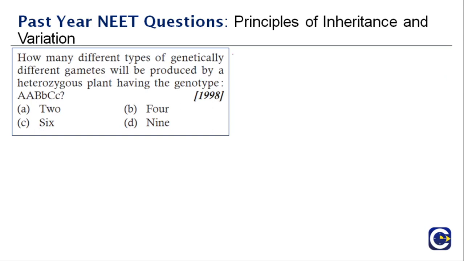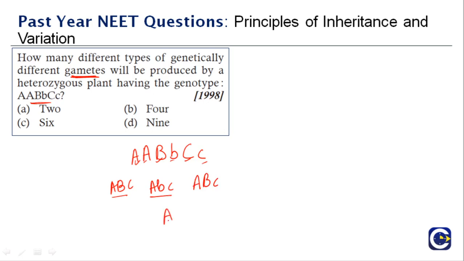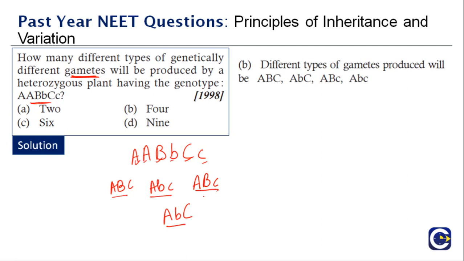How many different types of genetically different gametes will be produced by the plant having this genotype? We have seen this kind of question already, in one of the previous parts. So what is the answer here? You just try to form the different gametes, and always remember it's gametes, not alleles. So one will be this A, B, C. The other will be this. And then we have the fourth one, which will be this. So the answer is 4. 4 different types of gametes will be produced, with different forms of capital and small letters.